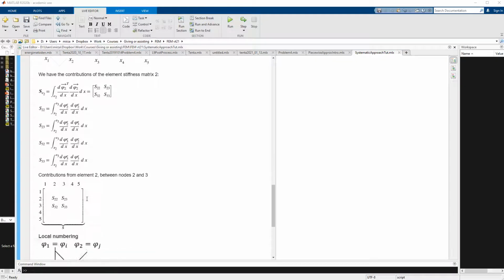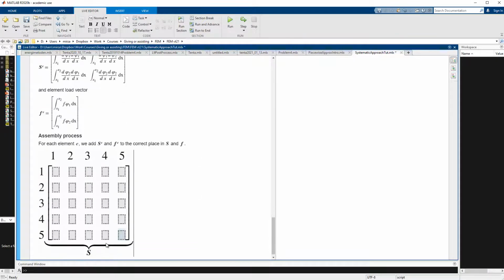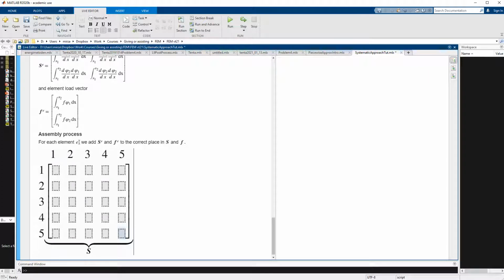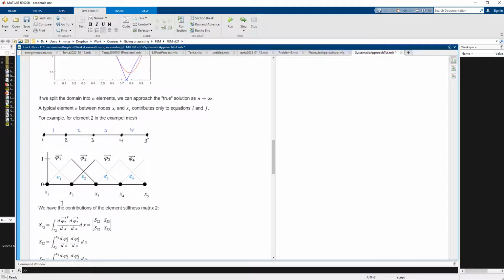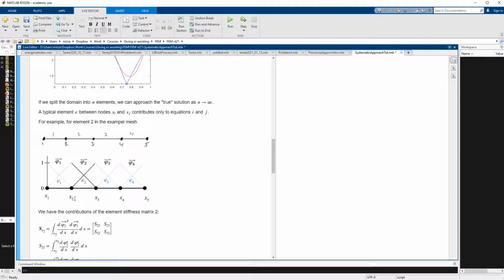So this is called the assembly process, and I'll show you this graphically. For each element E, we add the element stiffness matrix and element load vector in the correct places in the global stiffness matrix S and global load vector F. So we have all of these positions, so where do we put stuff in? For element 1, they will go into these places. And again, we can see where they're supposed to go by just looking at the node numbers here. We have 1 and 2, so that means 1,1, 1,2, 2,1 and 2,2.